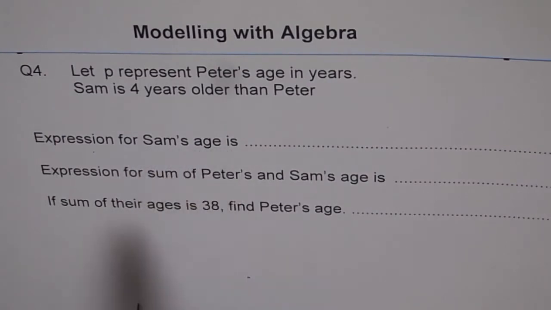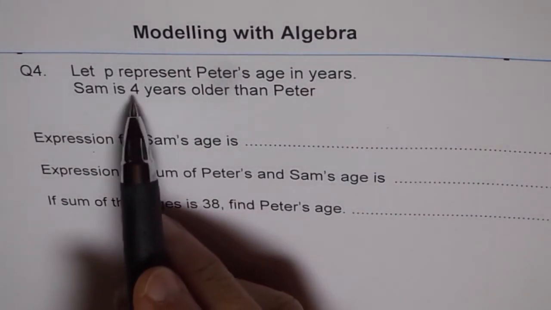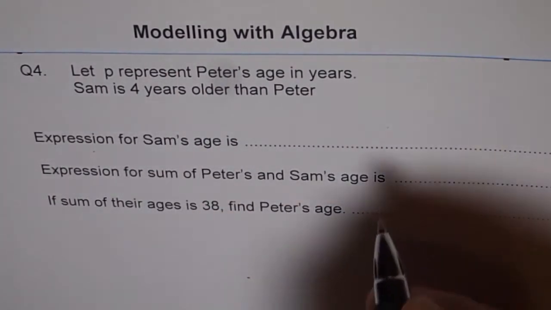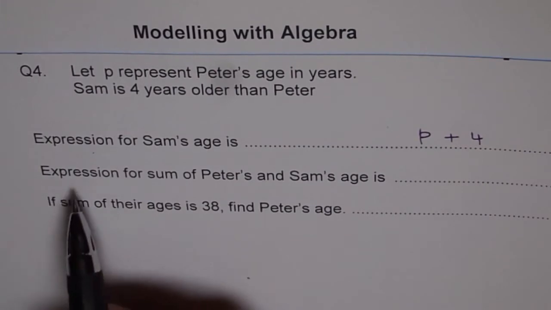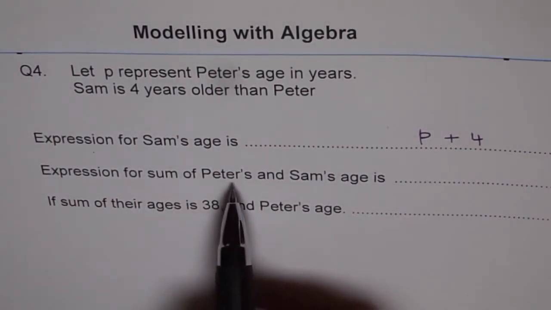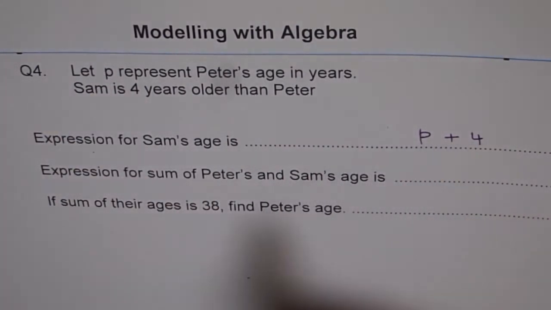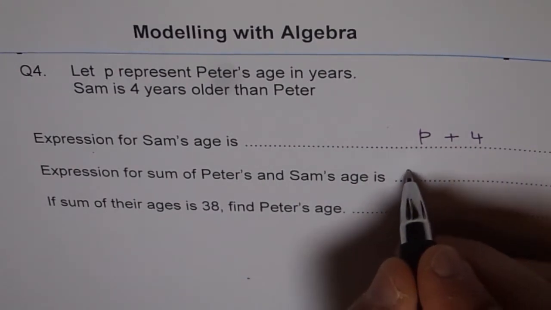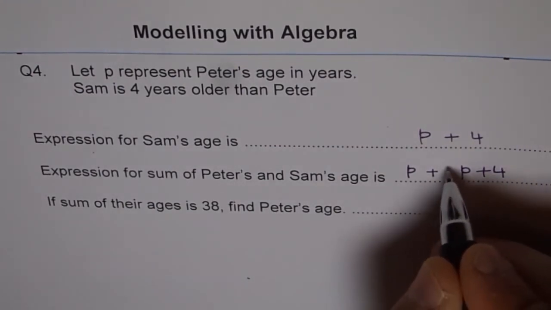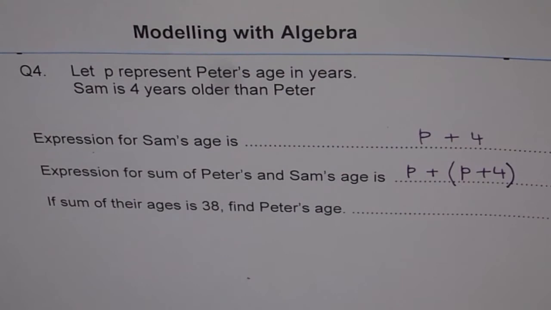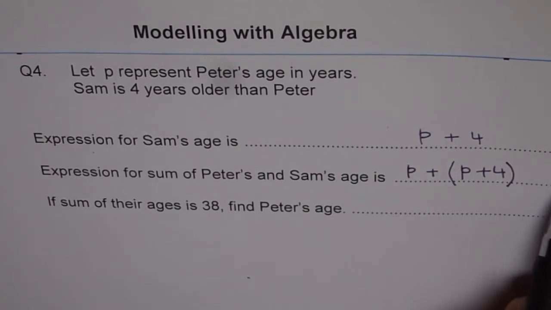Expression for Sam's age: since Sam is 4 years elder, meaning 4 years more than Peter, Sam's age is P plus 4. Correct? Now, the expression for the sum of Peter's and Sam's ages. Peter's age is P and Sam's is P plus 4. Sum means add them up. That means P plus (P plus 4). It is better to put them in brackets. So, if the sum of their ages is 38, that means this is equal to 38.